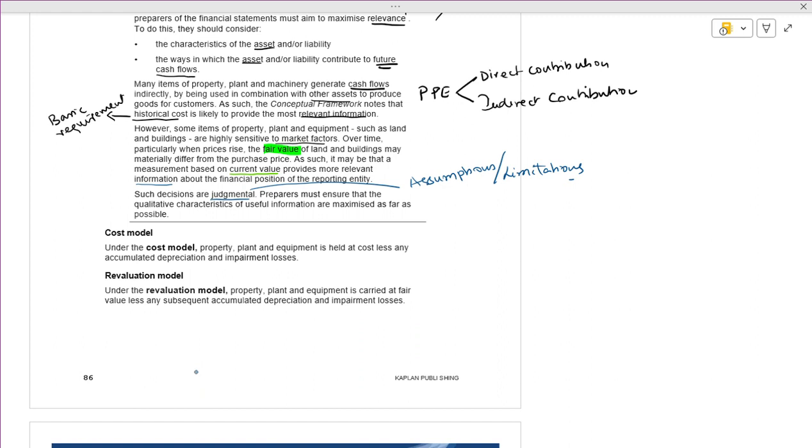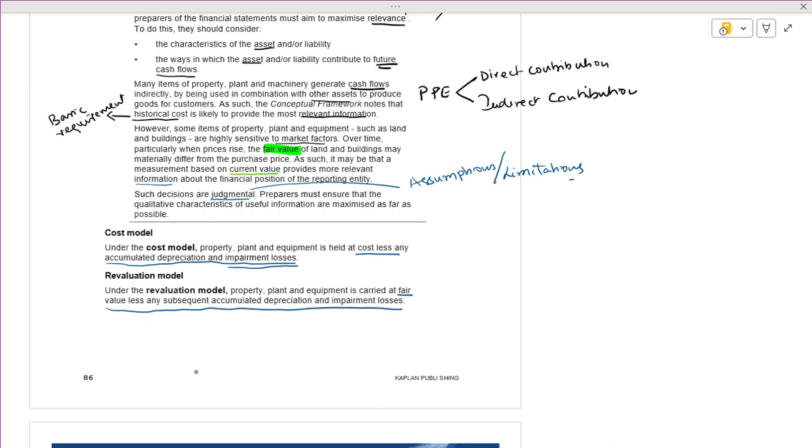There are two things. Now coming back to the thing: what is the cost model? Cost model is what we have done till now. Cost model is nothing but cost less any accumulated depreciation and impairment losses. We have done impairment losses, and we carry forward the same concept of impairment losses in this lecture. Under the revaluation model, be a little bit careful on this. It is carried at fair value less any subsequent accumulated depreciation.